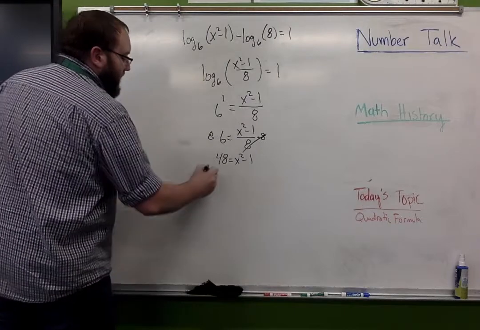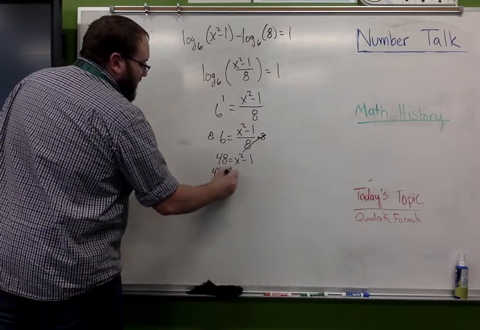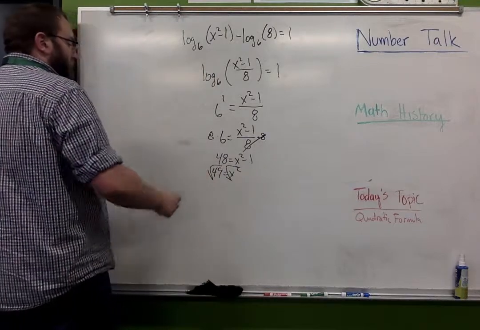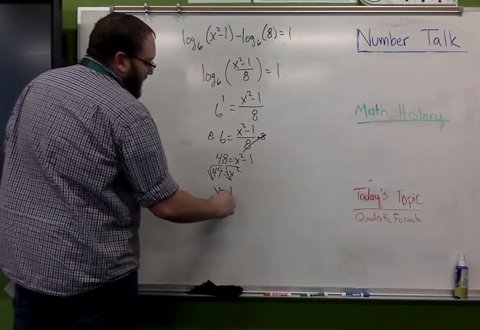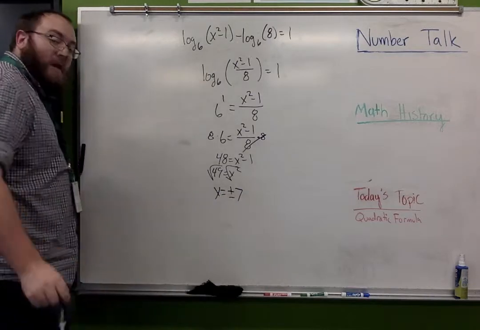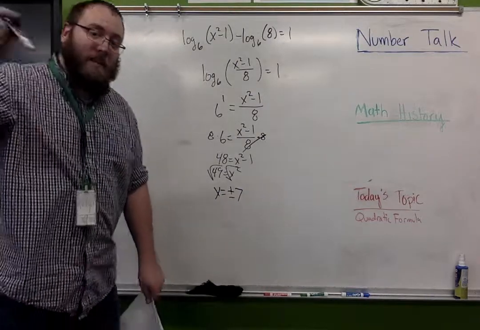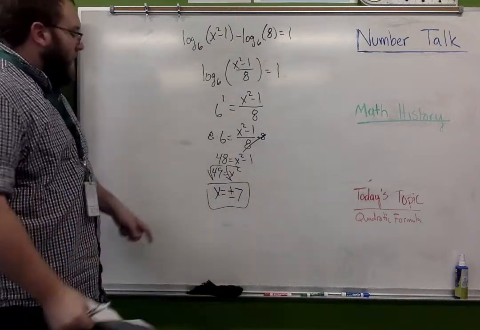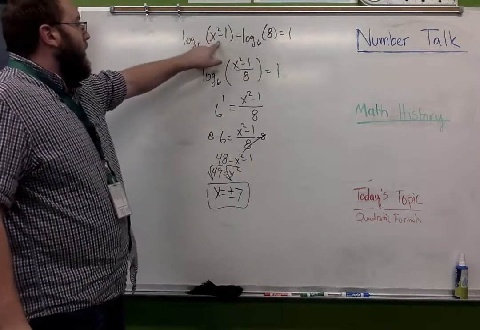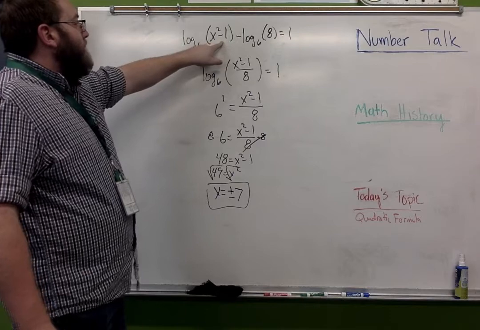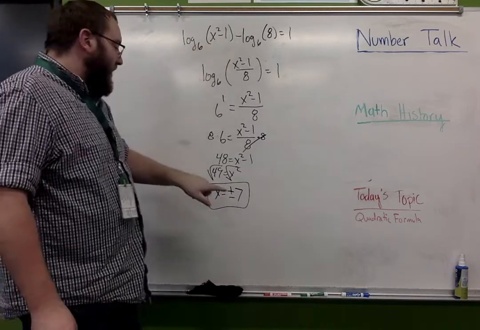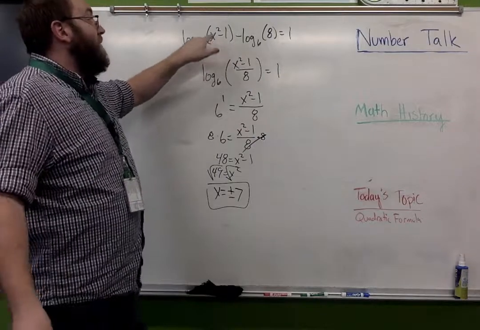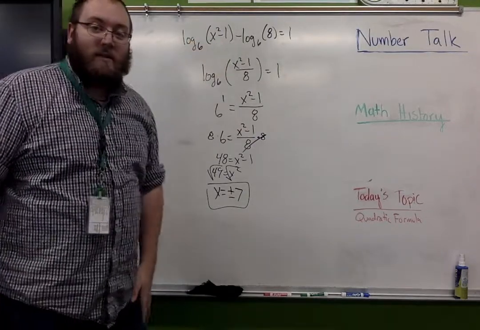Plus 1 to both sides. 49 is equal to x squared. Square root both sides. X is equal to plus or minus 7. Right? When you take the square root, you got to put plus or minus. Now, if I put in positive 7, do I get a negative number in here? Nope. If I put in negative 7, do I get a negative number? No. Right? Negative 7 squared is positive 49.